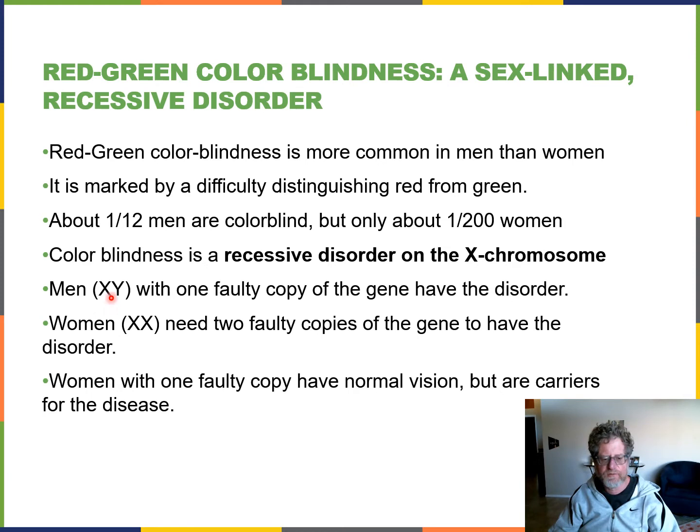Okay, so men have 1 copy of the X chromosome and then a Y. So if they have a faulty copy of that gene on the X chromosome, they have the disorder. Women have 2 copies of the X chromosome. So if they have 1 faulty copy, the good copy covers it up because it's a recessive allele. They need 2 faulty copies of the gene in order to have the disorder. Okay? So if a woman has 1 faulty copy, she has normal vision, but she carries the disease.